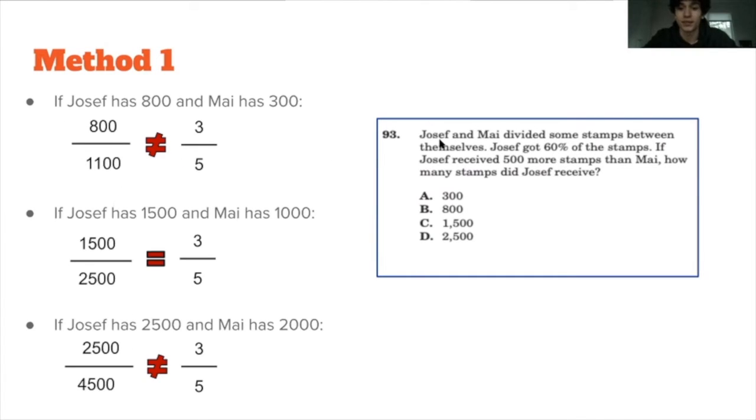If Joseph has 800 and May has 300, the proportion would be 800 over 1100, or 8 over 11. But this does not equal 3 over 5. If he has 1,500 and she has 1,000, 1,500 over 2,500, or 15 over 25, does equal 3 over 5. If he has 2,500 and she has 2,000, 2,500 over 4,500, or 25 over 45, does not equal 3 over 5. Therefore, Joseph has 1,500 stamps since it's the only one of the answers in which he has 3 over 5, or 60%, of the total stamps.